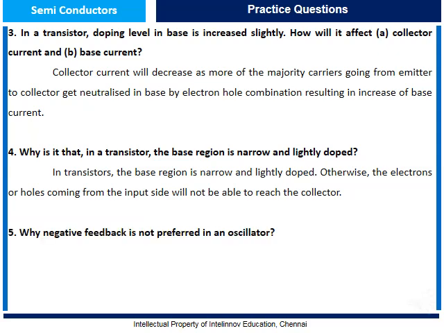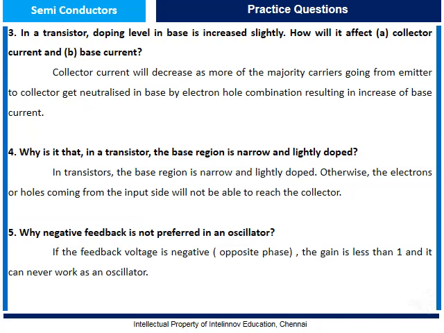Question number 5. Why negative feedback is not preferred in an oscillator? The answer is the feedback voltage is negative, that is opposite phase. The gain is less than 1 and it can never work as an oscillator.